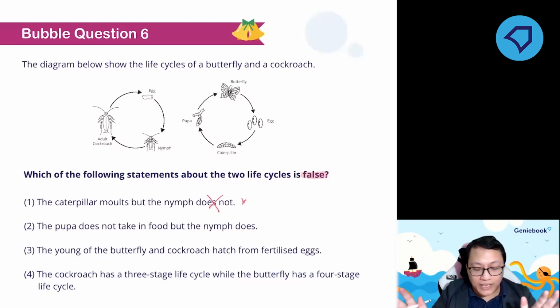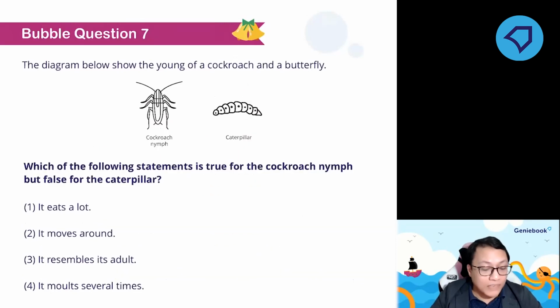The pupa does not take in food, but the nymph does. Yes, the pupa does not eat. The young of butterfly and cockroach. Okay, so because we are looking for the one with the false statement, that's why the answer is number 1. Okay, so any question so far? Yeah. So let's move on to question 7.